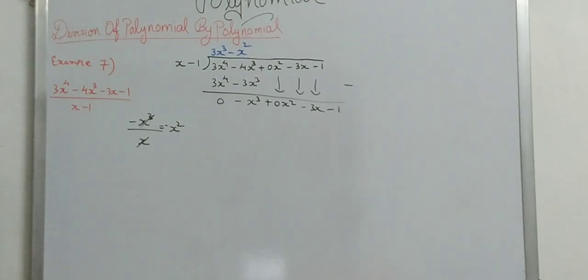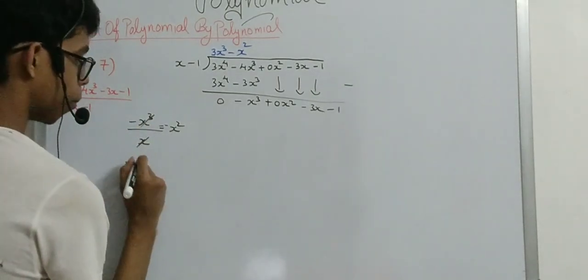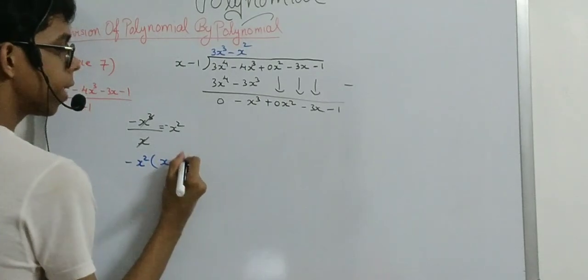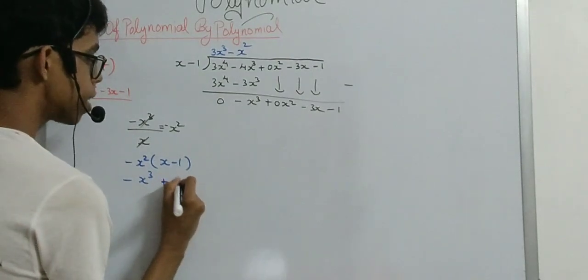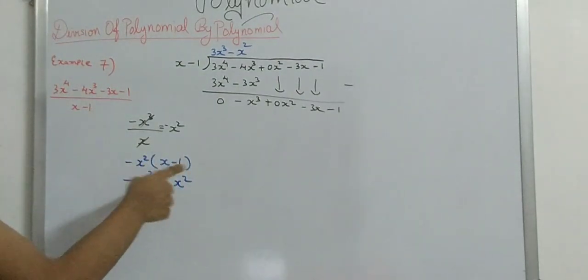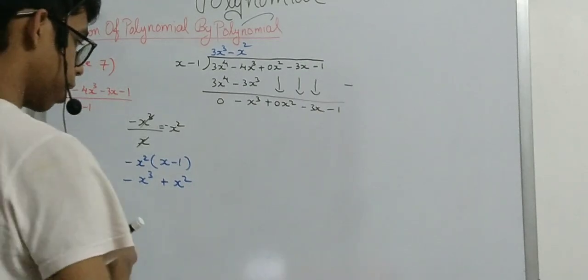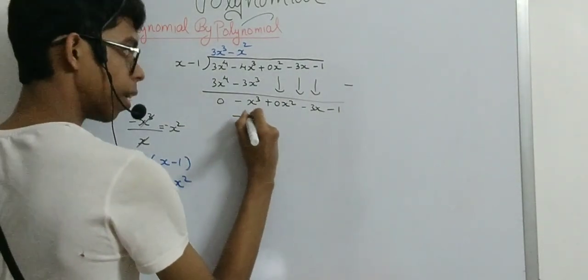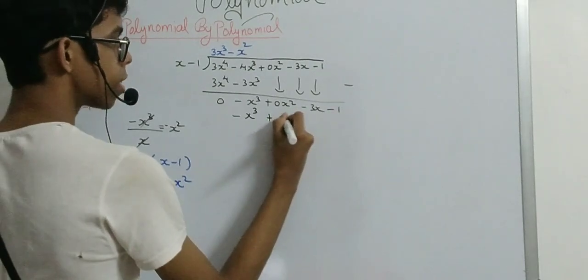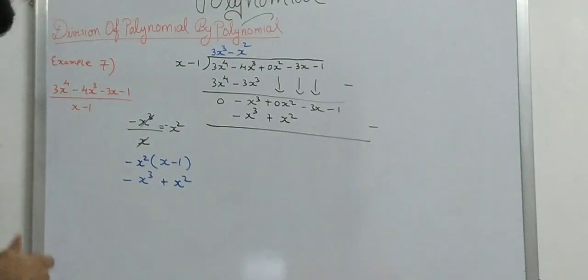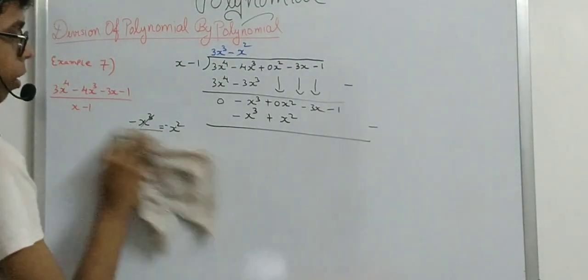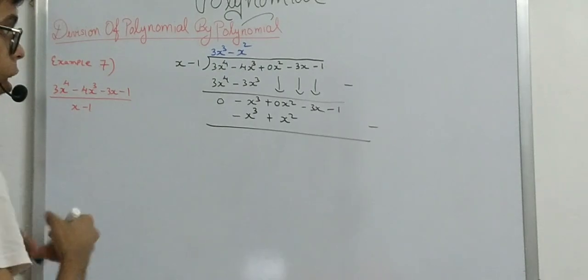Now what should you do? We have to multiply the minus x square, that is the second term of the quotient, with the divisor. So I am having minus x square into x minus 1. When you open the bracket you will get minus x cube plus x square. Now just write it over here: minus x cube plus x square. Now just subtract it. When you do the subtraction, minus x cube minus of minus x.